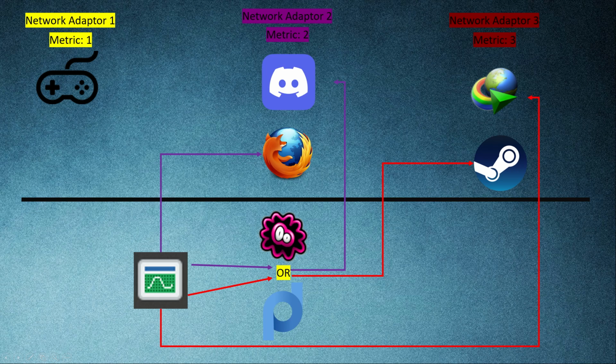For instance, we'll use adapter 1 for gaming, dedicate adapter 2 to run Discord and your favorite browser, and reserve adapter 3 for downloads with IDM and Steam. You can choose any programs you like. These are just examples. The possibilities are endless, so feel free to get creative to your unique needs.